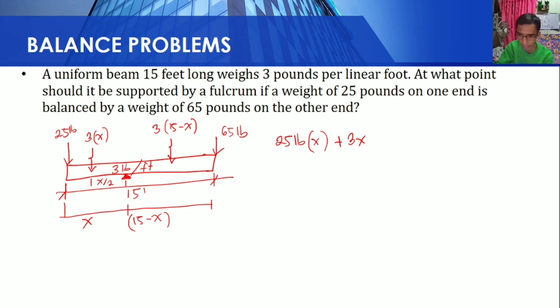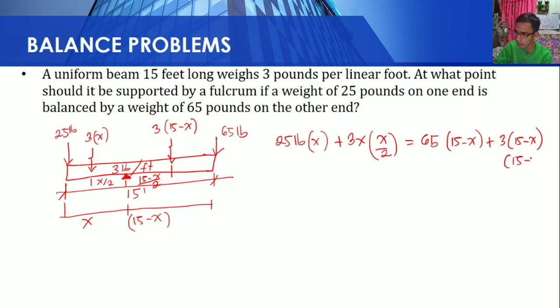Uniform siya na nakakalat sa buong length ng beam. So, ganoon din sa kabila, yung magiging distance nito is 15 minus x over 2. So, that will be 3x multiplied by x over 2. That is equal to 65 pounds times yung distance na 15 minus x plus yung force natin na 3 times 15 minus x, multiplied by 15 minus x over 2 pa yan.